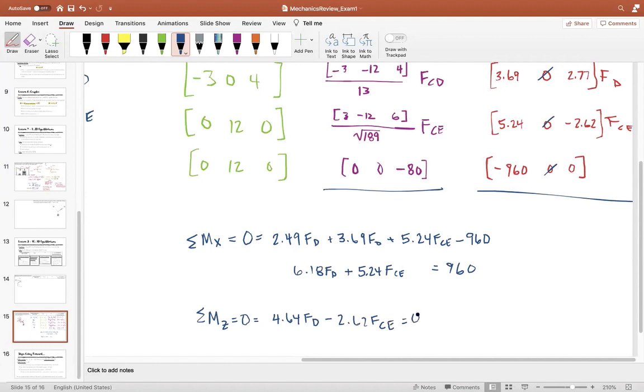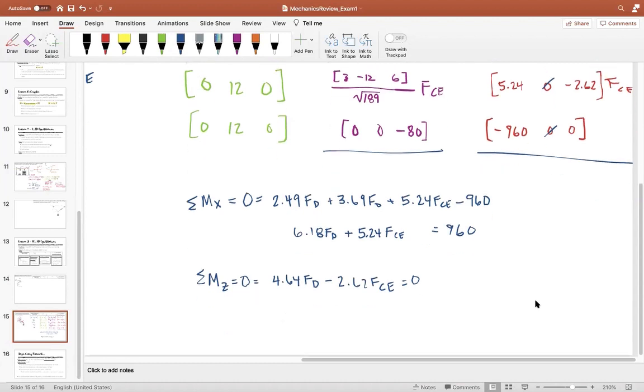Exactly. So now I have these 2 equations, right? I can either solve it with substitution, or I personally like to solve it with a matrix on my calculator because it's just plug and chug. Does anyone want me to go over how I solve it in my calculator? Yes. Okay.